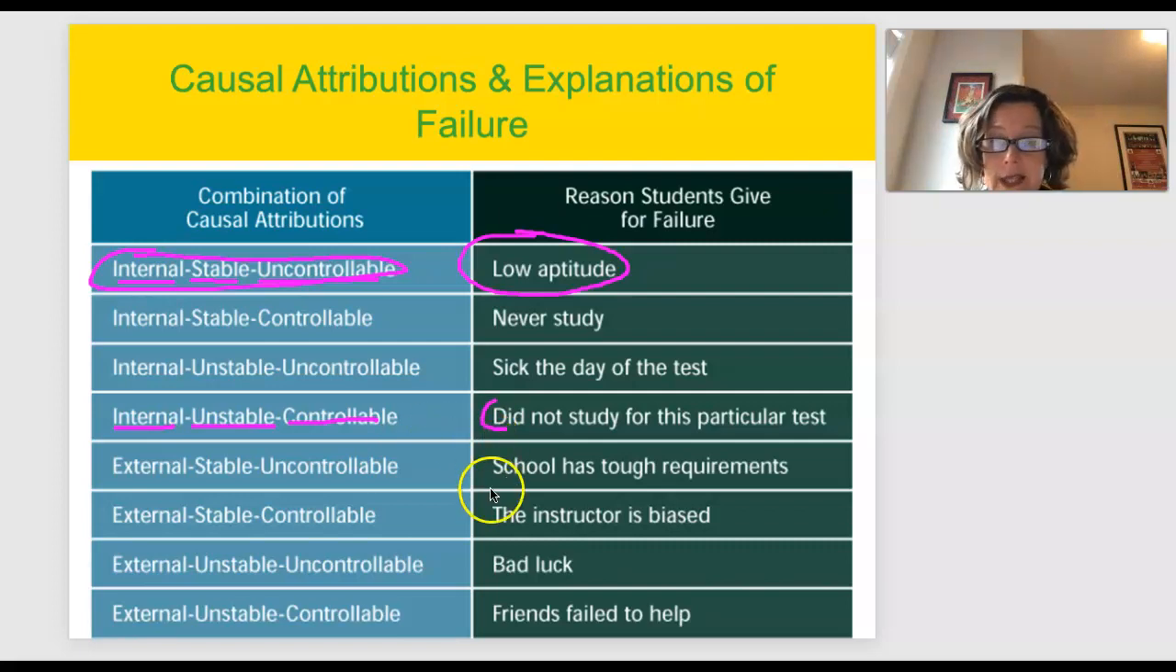Okay, and then let's look at "the instructor is biased." So starting to get the hang of it. This is external. This is stable because you're feeling like the instructor is biased all the time. But this is the interesting one: it's controllable, because you could change your opinion about the instructor if you went and talked to the instructor, those kinds of things. That one's a little bit tricky because you would think, well, it's uncontrollable, but you could actually change your opinion of the instructor.